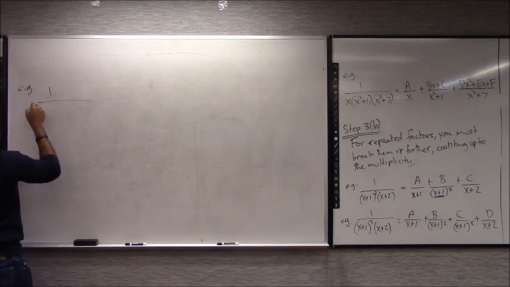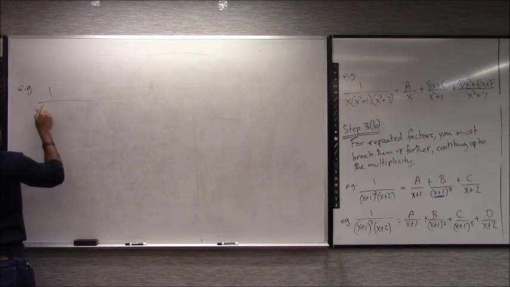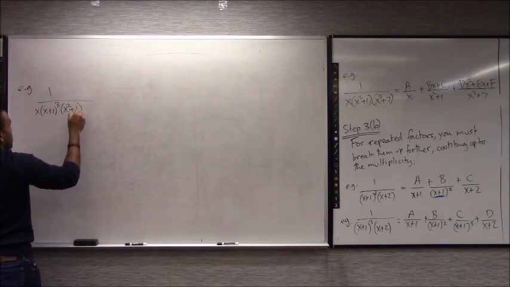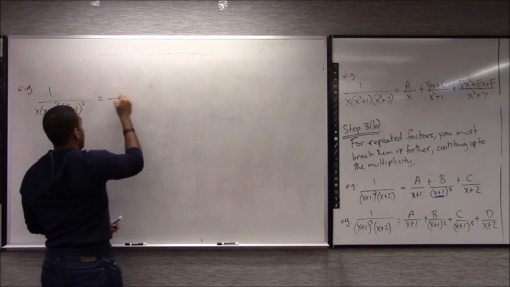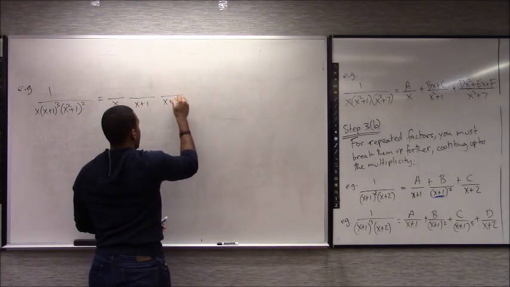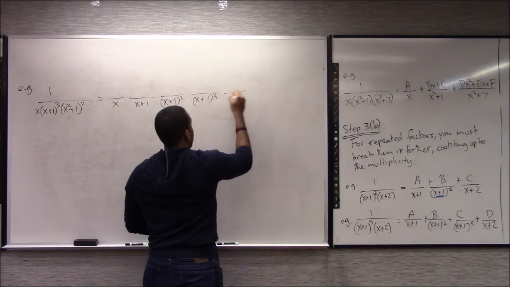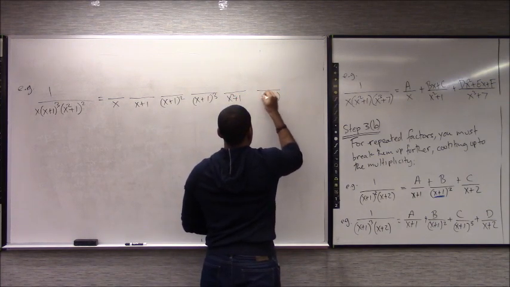Again, the numerator doesn't really matter here because we're assuming it's smaller than the denominator. Let's say I had 1 over x, times (x plus 1) cubed, times (x squared plus 1) squared. Right? You factor it, you get that. You would break this up into x, then an x plus 1, then an (x plus 1) squared, then an (x plus 1) cubed, then an x squared plus 1, then an (x squared plus 1) squared.